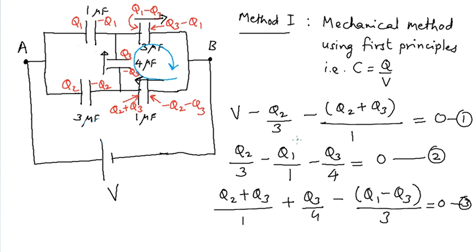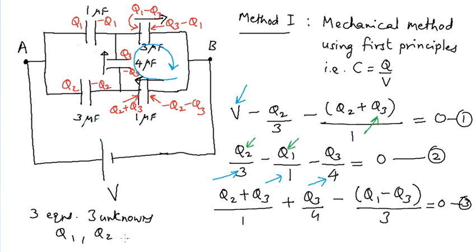Firstly, Q1, Q2 and Q3, these are definitely unknowns. On the other hand, these are certain knowns or some constants: 3 microfarad, 1 microfarad, 4 microfarad, and for that matter even V is to be treated as a known because it is a known EMF. So clearly this is a classic case in which we have got 3 simultaneous equations involving 3 unknowns, and hence it is possible to find the unknowns, namely Q1 and Q2 and Q3, in terms of the other numbers which are given.